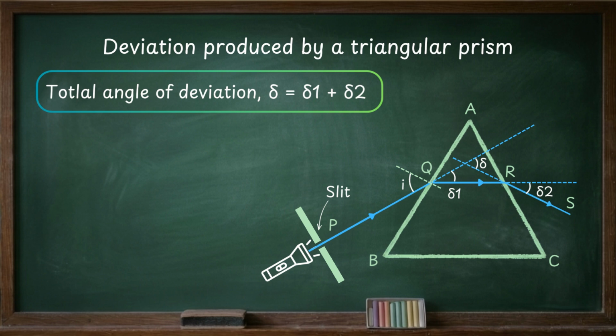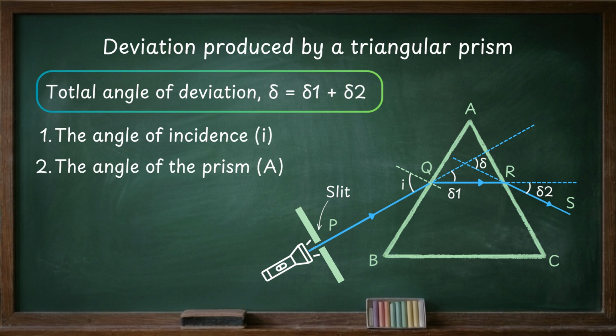What determines how much a ray will bend inside a prism? There are three fundamental factors that dictate the total angle of deviation. Factor 1, the angle of incidence, i, at the first surface. Factor 2, the angle of the prism, A. This is the apex angle at the very top. A wider prism angle forces the light to bend more.